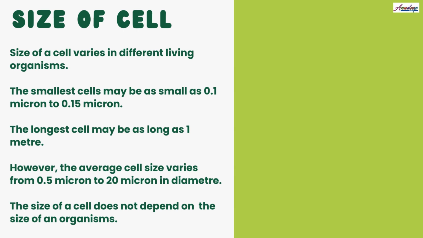Size of cell does not depend on the size of an organism. For example, a whale is bigger than a human, but it doesn't mean that the cells of whale will be bigger than those in human. Cell size varies depending on the part of the body it belongs to and its function. So, the size of a cell has no relation to the size of an organism.